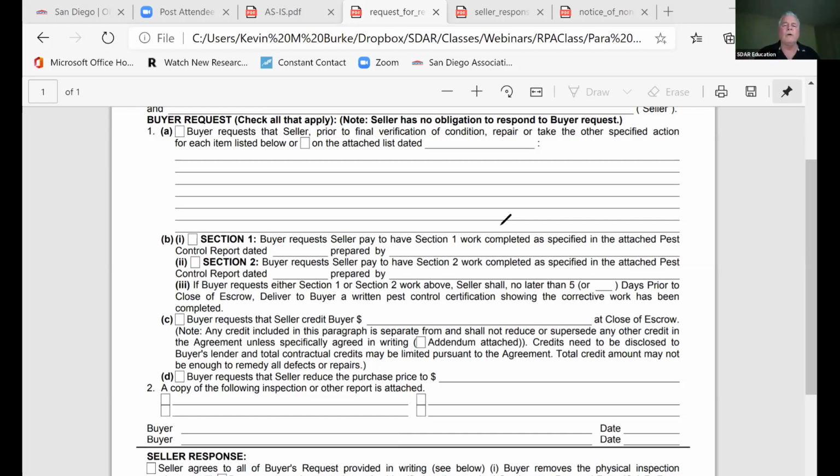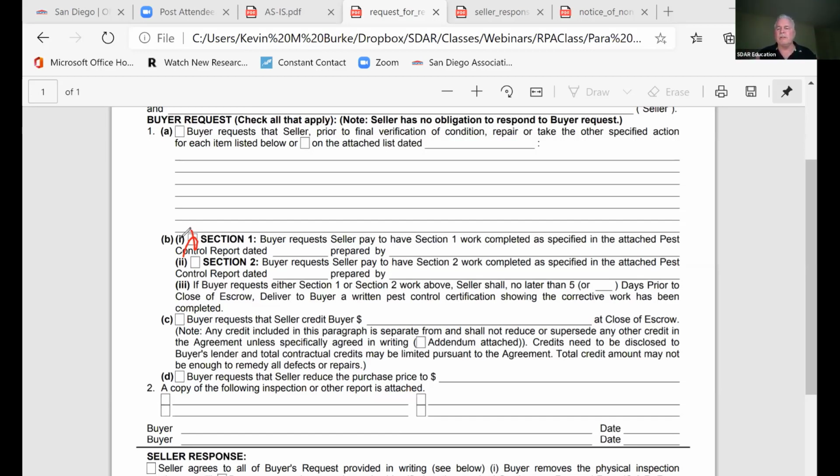Section number 1, we're all familiar with section number 1. We know what that means. Section number 1 means that we have evidence, prepared by such and such a company, of active infestation, active wood destroying fungus, whatever it is, a section 1 item. So when we're looking for that part, where's the form that says the seller is to do all this work? Well, here it is. It's in this form.